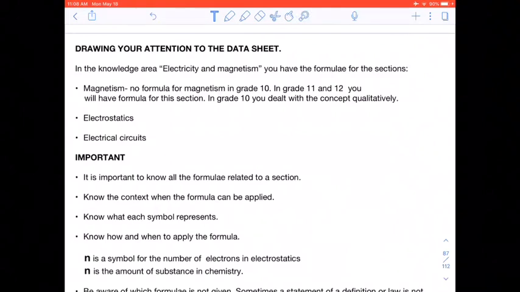We are dealing with the knowledge area, electricity and magnetism. Now I want to draw your attention to the data sheet. If we look at the data sheet, there are a few things you need to remember. Since we're dealing with the knowledge area, electricity and magnetism, you have the formula for these sections.